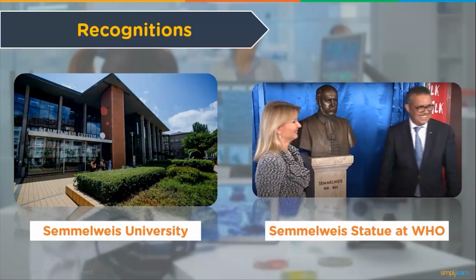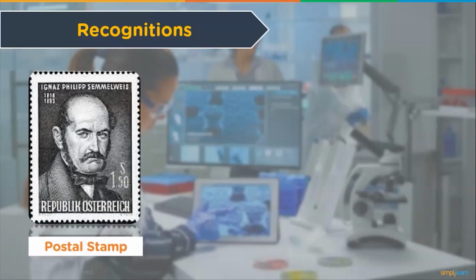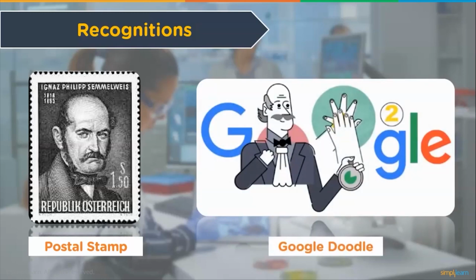In January 2019, the statue of Dr. Semmelweis was unveiled at the World Health Organization by the current Director General, Mr. Tedros. You can see on the right. On the left, we have the State Secretary of the Ministry of Foreign Affairs and Trade from Hungary. On the 100th anniversary of his death, the government of Austria issued a postage stamp in his honor. And in March 2020, after the world was hit by coronavirus, Google also recognized Semmelweis' hand-washing findings and gave him a Google Doodle.